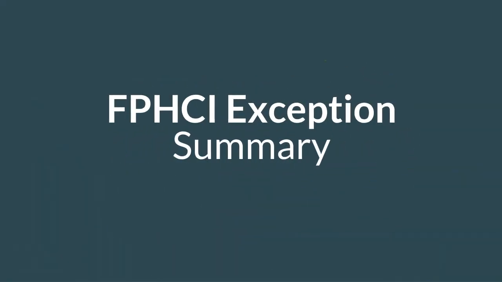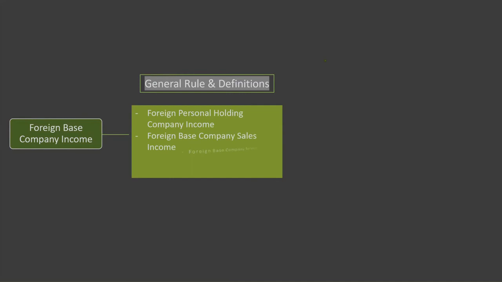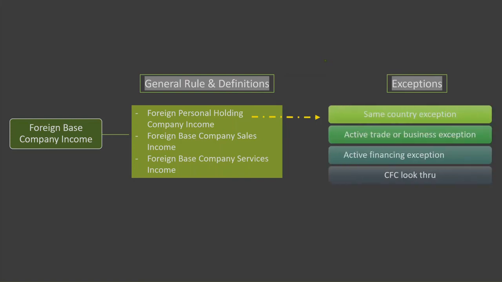Now that we discussed the 4 exceptions, let's recap our review. U.S. persons of CFCs may include as Subpart F income foreign-based company income, which is comprised of 3 types of income: foreign personal holding company income, foreign-based company sales income, and foreign-based company services income, the rules and general definition of which are explained in video 1. This video walks through how passive income that otherwise may be foreign personal holding company income can be excepted if any one of the 4 exceptions we discussed are met. In the next video, I'll discuss the exception to foreign-based company sales income.